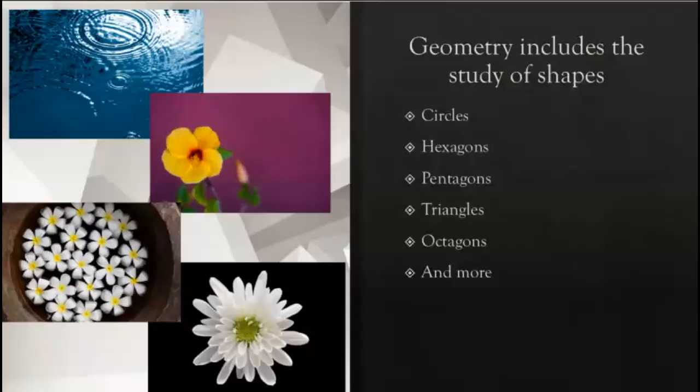Geometry includes the study of shapes like circles, hexagons, pentagons, triangles, octagons, and so much more. What shapes do you see in the pictures here? Do you see a circle in the ripples? Can you figure out what shape this flower can be in? If you connect from petal to petal, you can see 1, 2, 3, 4, 5. It's a bit of a pentagon shape.